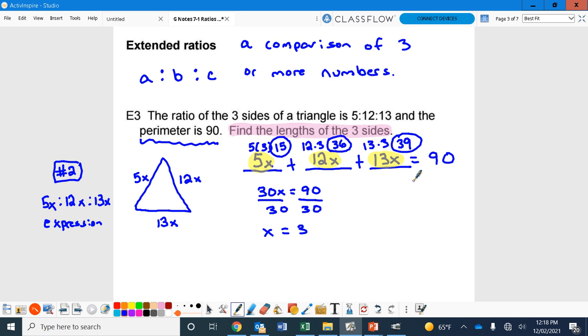Now, problems like this lend themselves to being checked very easily. What could I do to easily check this problem? Add up the sides. And what should it equal? 90. And if you add up 15, 36, and 39, it does equal 90.